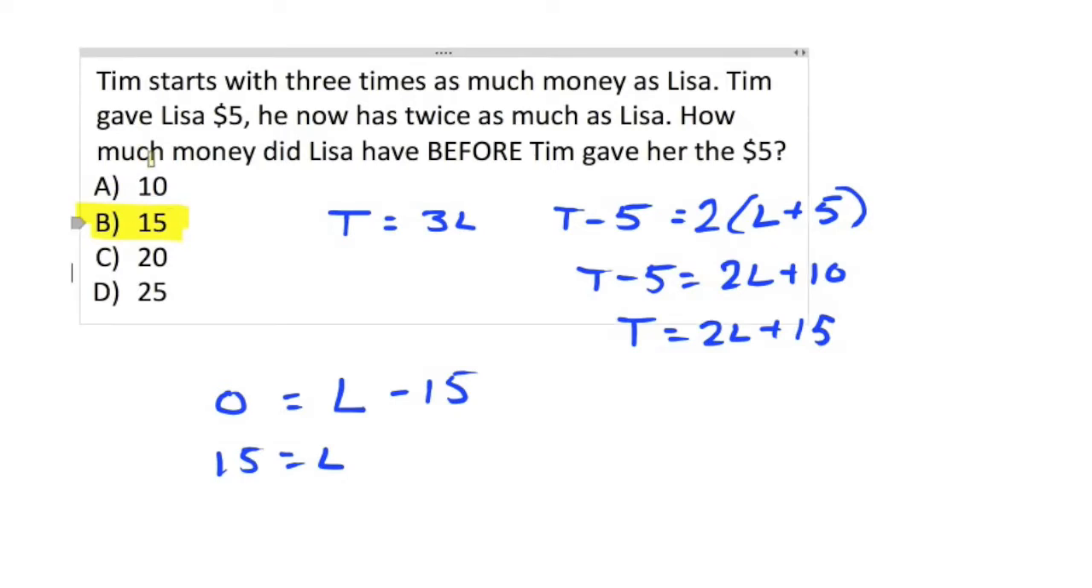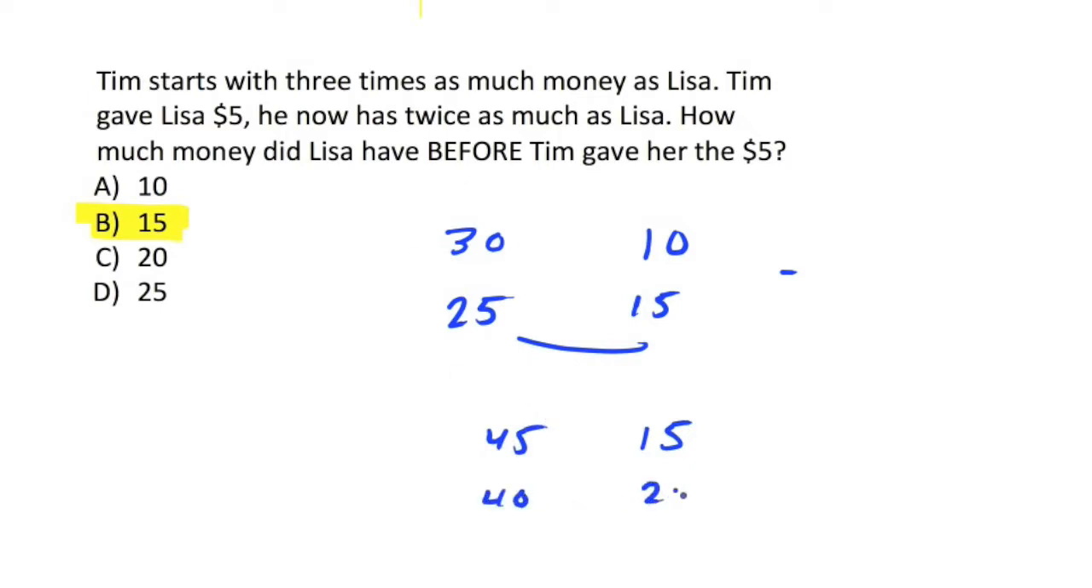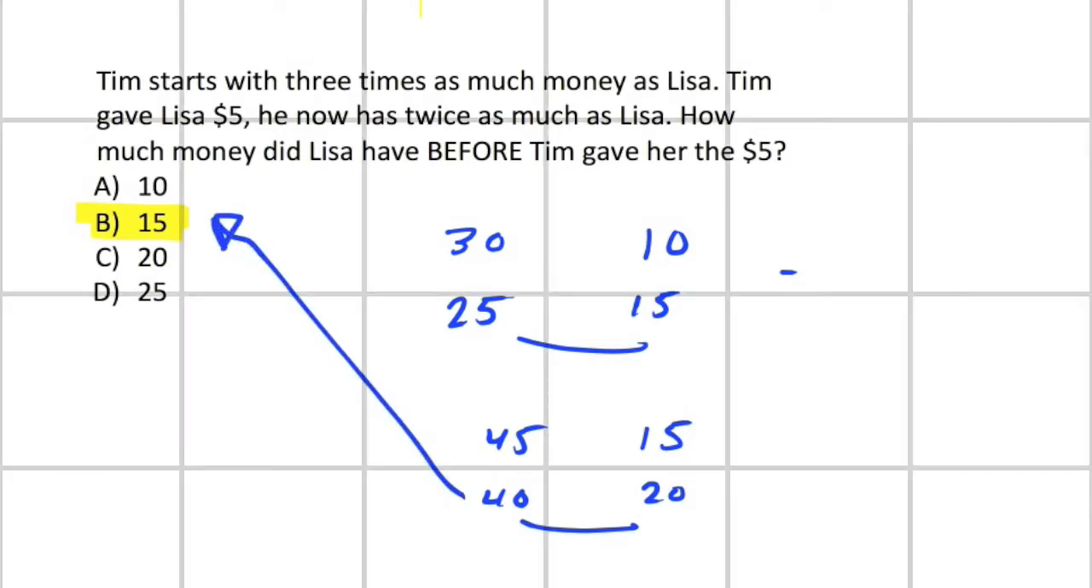Now, if you don't like doing it with the system of equations, you can always do the plug and chug method. Just simply put in 10 as Lisa and see if you get the right answer. Let's try that real quick. If Lisa has 10, Tim would have 30. We switch $5 over, so this would be 25, this would be 15. This is not twice as much. Let's try it with $15. 15 over here, 3 times as much is 45. Subtract the 5, add the 5. This is twice as much, so again, we see that our answer is B.